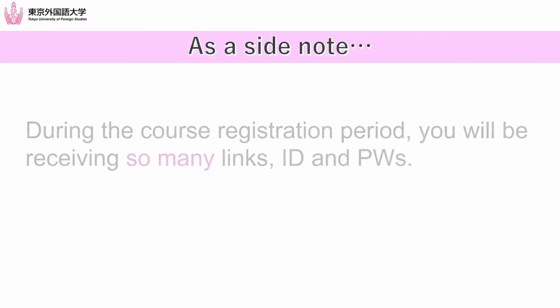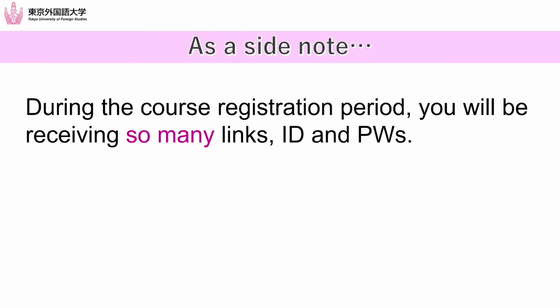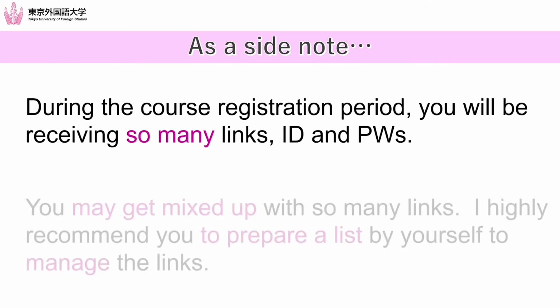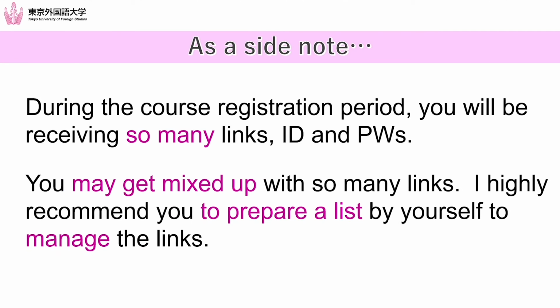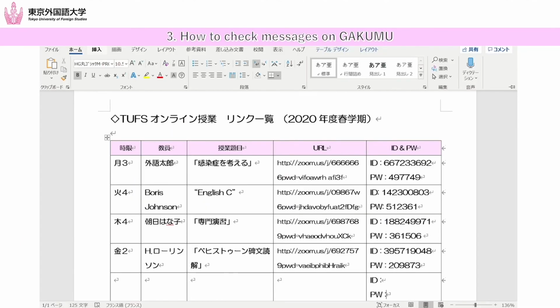As a side note, during the course registration period, you will be receiving so many links, IDs and passwords. You may get mixed up with so many links. I highly recommend you to prepare a list by yourself to manage the links. For example, I'm using this chart prepared on Word file. Day, period, instructor, class title, URL, ID and a password are copy-pasted to this list. Please try it yourself.